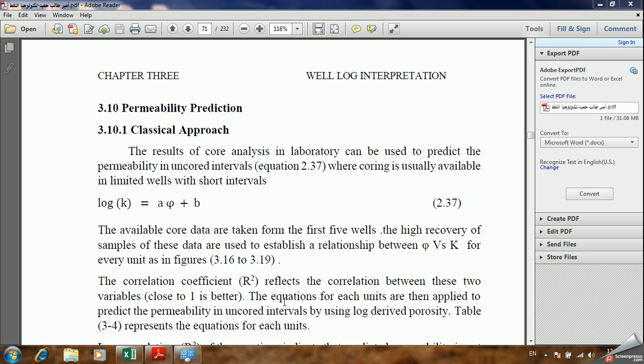Okay, well, hi everyone. In this video, I'm going to show you how to predict the permeability in uncored wells and intervals. Well, actually, this is a big question because, as you know, permeability is a very important property, and it should be estimated or predicted very carefully.